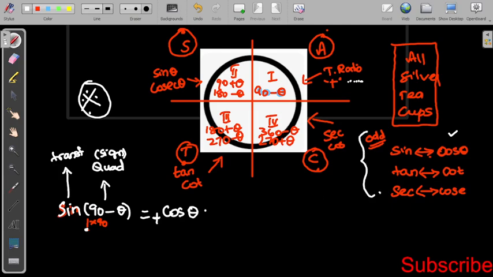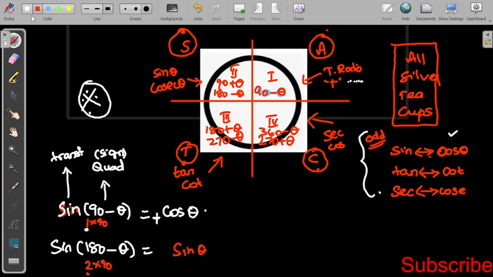Clear? So let's see the next one, sine 180 degree minus theta. See the quadrant where it is situated. It is in the second quadrant. And remember this also: you have to remember 2 into 90, which is an even one, right? 2 is an even one. So no transformation is needed. So you can just write sine theta. And what about the sign?